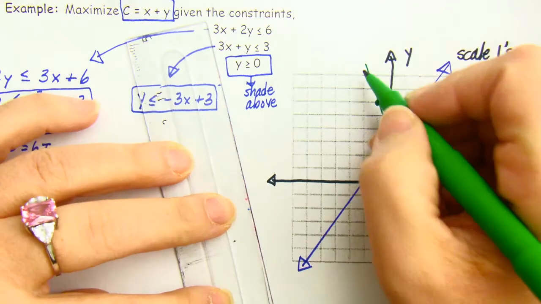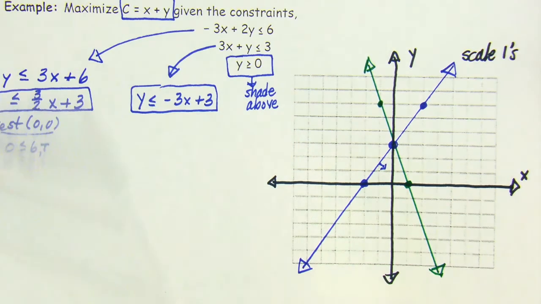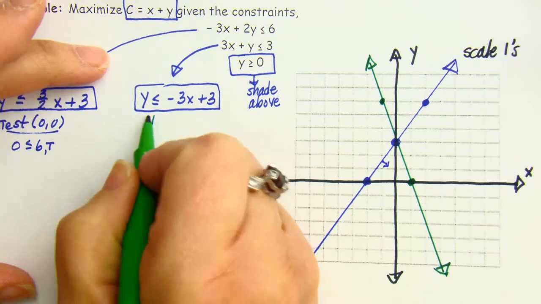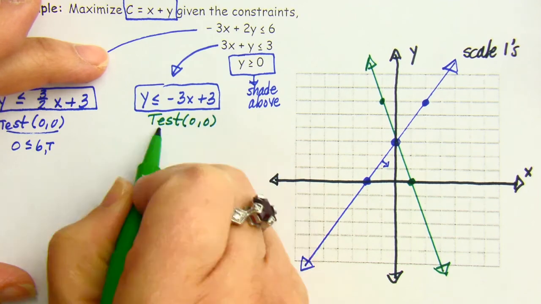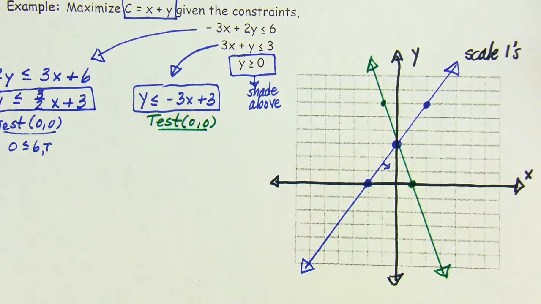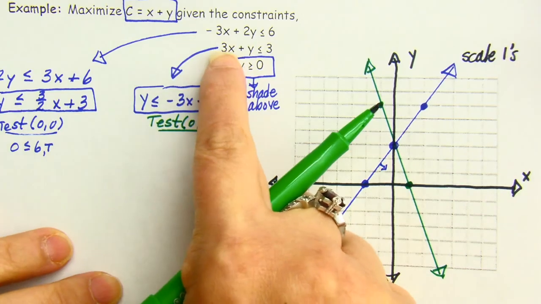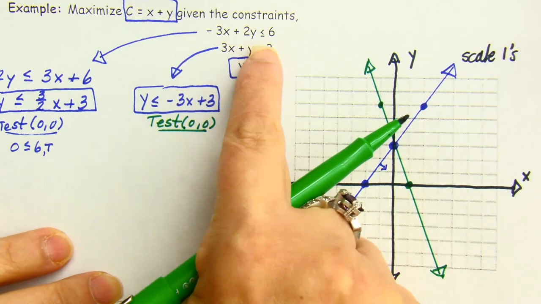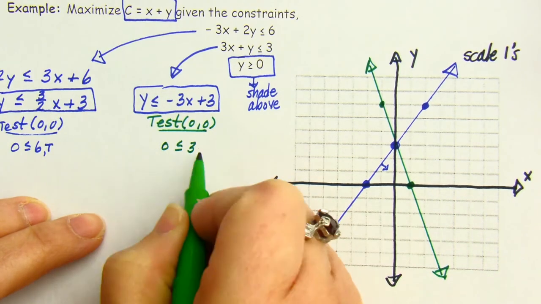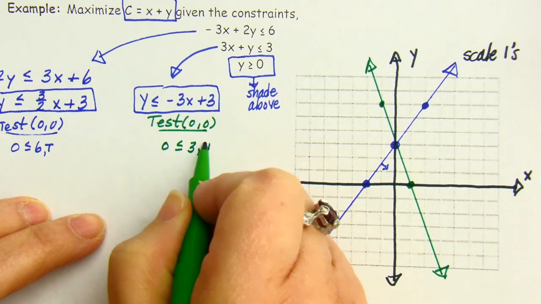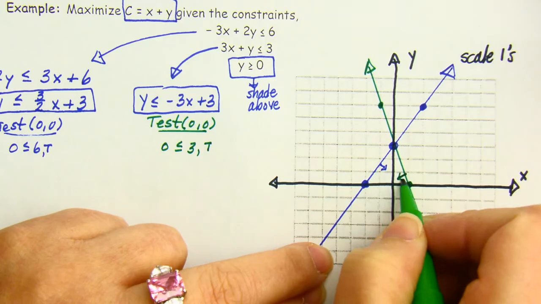Again, I'm going to test 0, 0, because the green line is not passing through 0, 0. The left side would be 0, right? 3 times 0 plus 0, less than or equal to 3. So 0 less than or equal to 3. That is also true. So I'm shading this way.